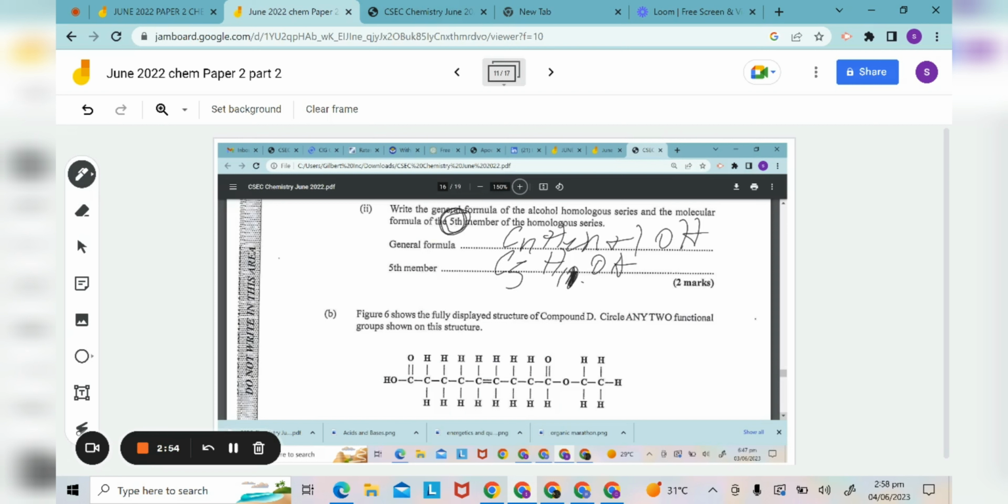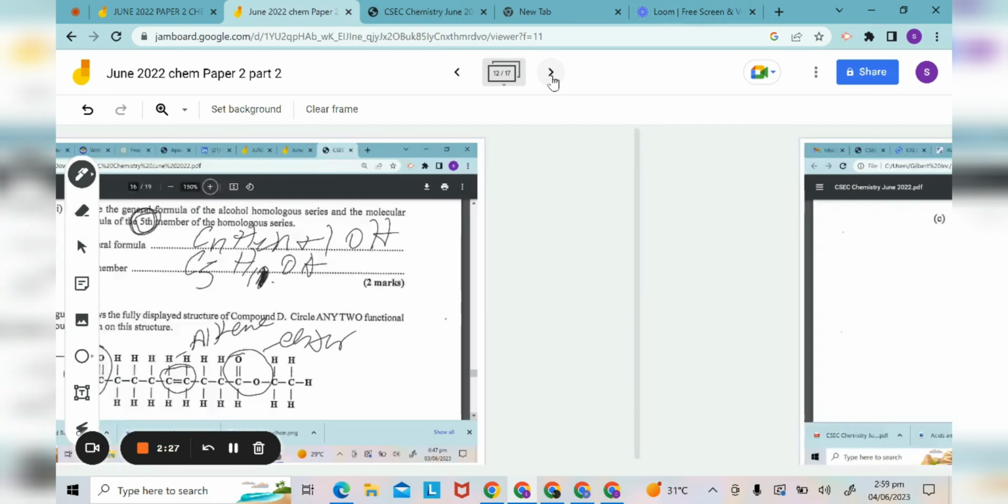All right. Figure 6 shows the fully displayed structure of compound D. Circle any 2 functional groups shown. So here's a functional group, that's acid. Here's another one, that's alkene. Here's another one, that's ester. So this is ester. This is alkene. And this is acid. Okay, there's no E on acid. All right, so we proceed.